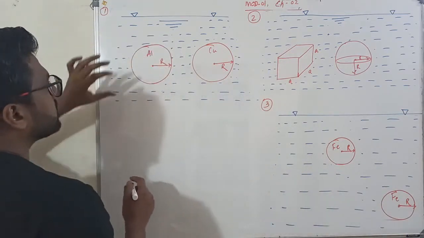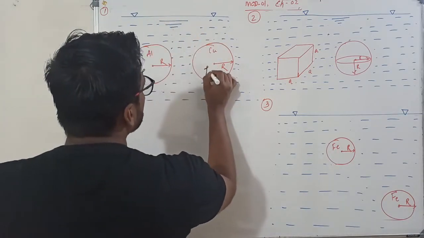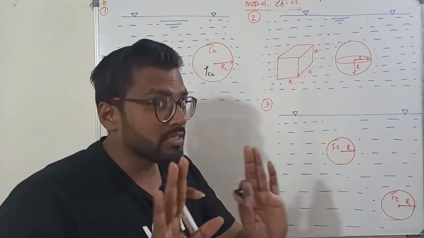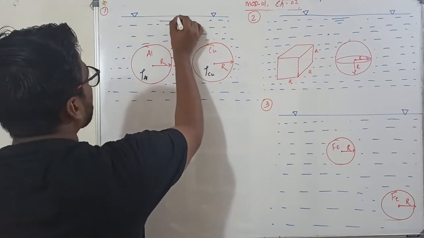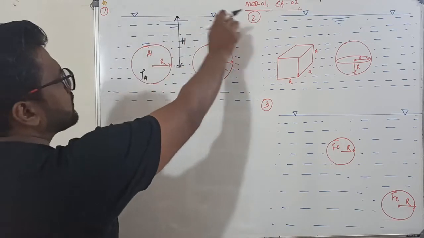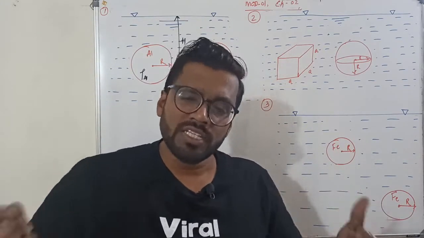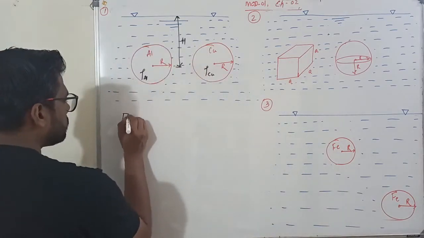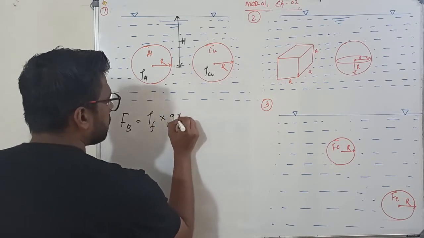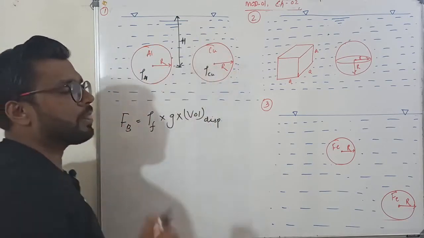In the first case the material is different, so the density of aluminium and the density of copper are two different densities. But their shape is the same and both are at the same depth from the free surface of the liquid. So what happens to the buoyancy? Where will the force of buoyancy be more, that is the question. Remember, the force of buoyancy, Fb, is nothing but the density of fluid multiplied by g multiplied by the volume displaced by the body.